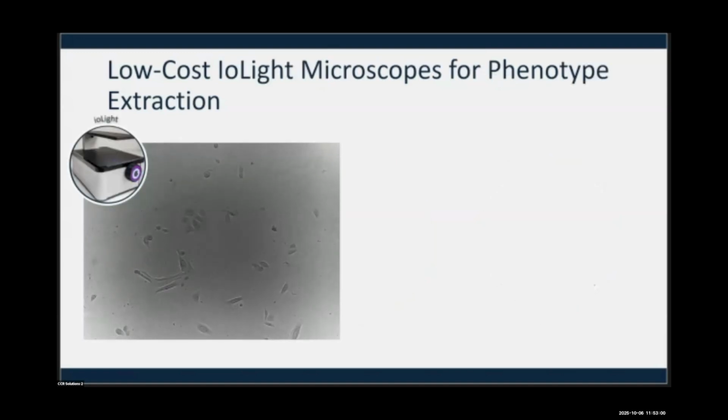So the iolite is about £2,500, so I think that's about 5,000 Canadian dollars. And this is the type of data set that you might be able to generate. So this is time-lapse microscopy for some human mammary epithelial cells. The iolite microscope itself is a really versatile instrument and can fit quite nicely and compactly into tissue culture incubators.